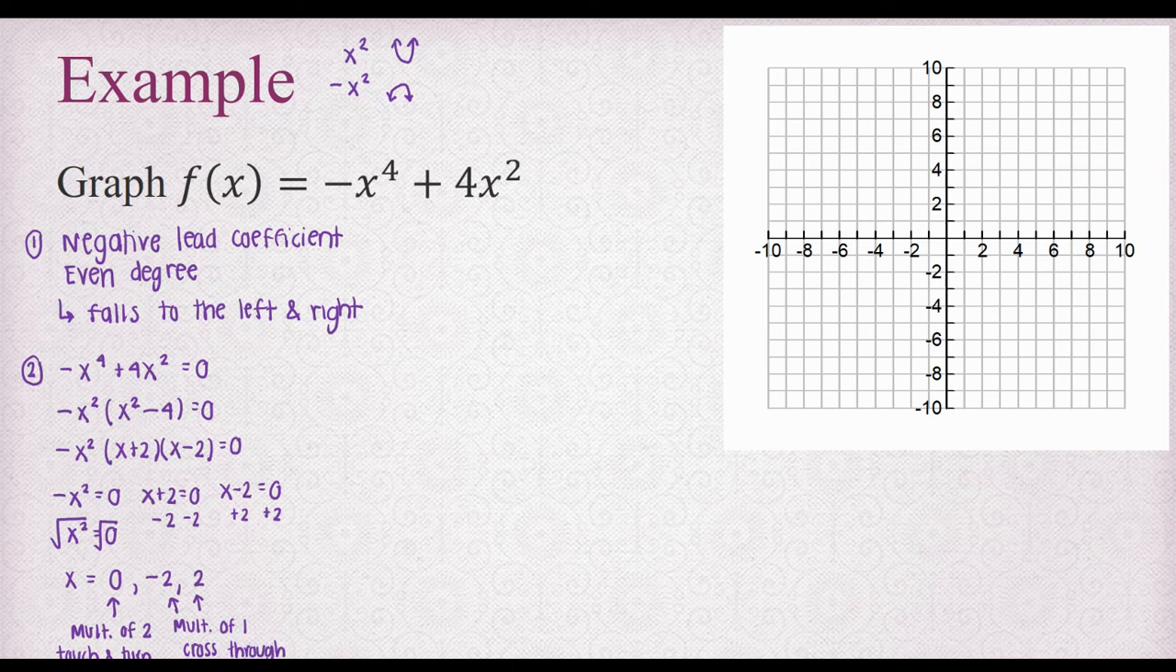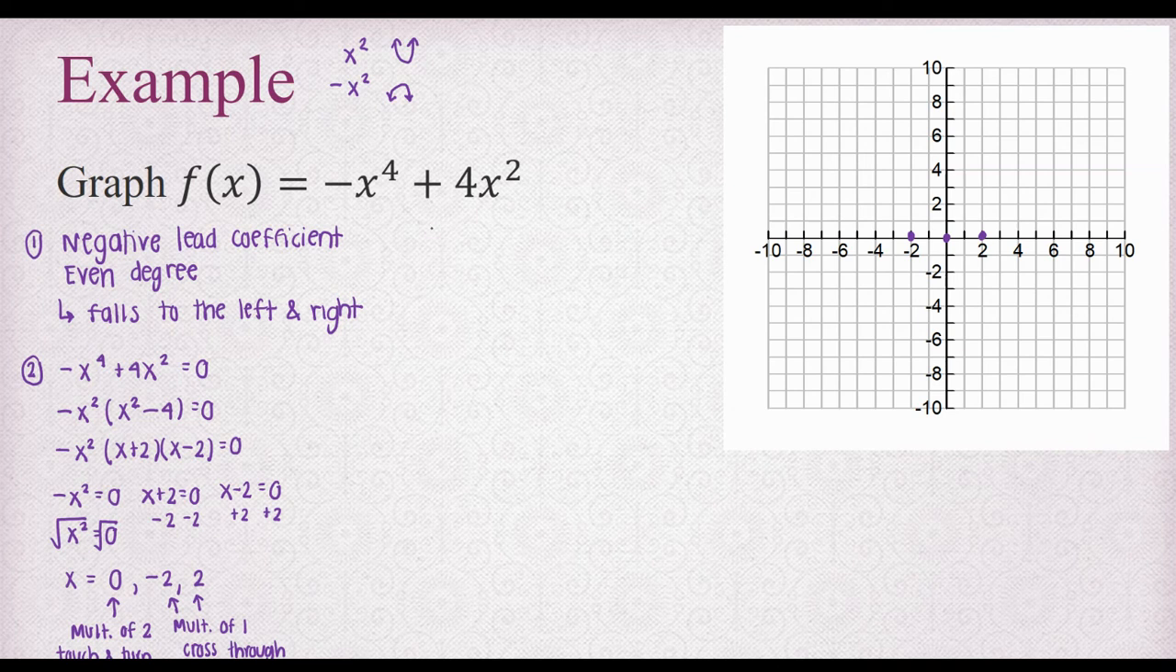All right, so I can already plot those 3 x-intercepts on my graph. So 0, 0 is that x-intercept, negative 2, 0 is that x-intercept, and positive 2, 0 is that x-intercept. So those are 3 points that are on my graph.